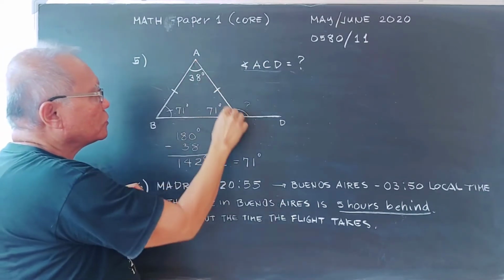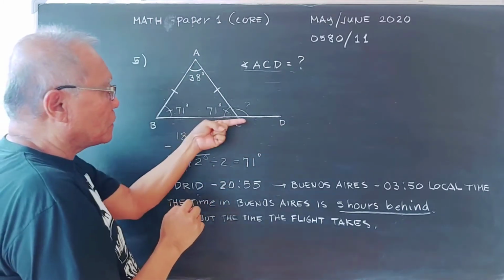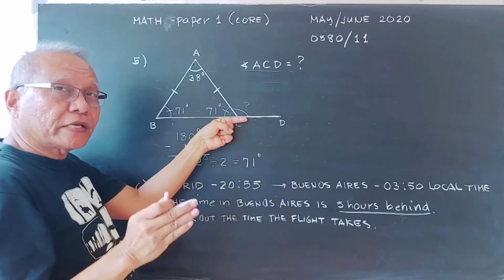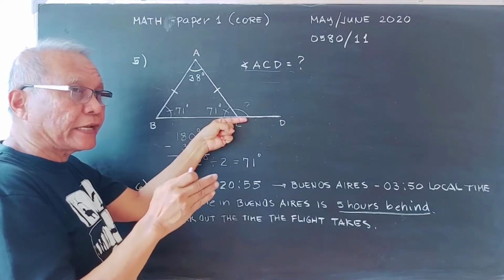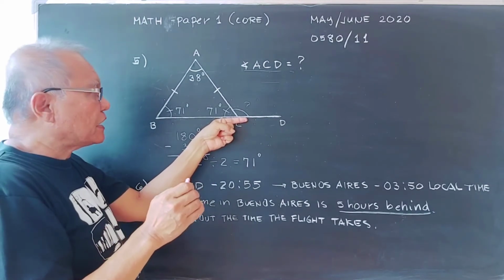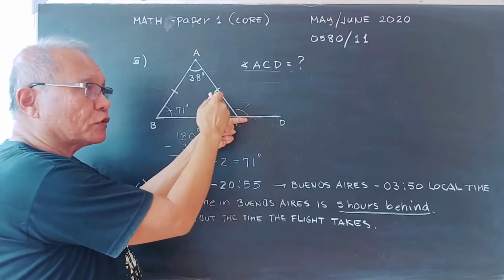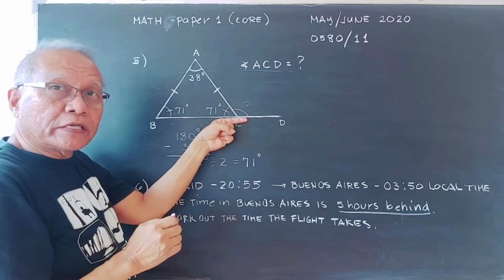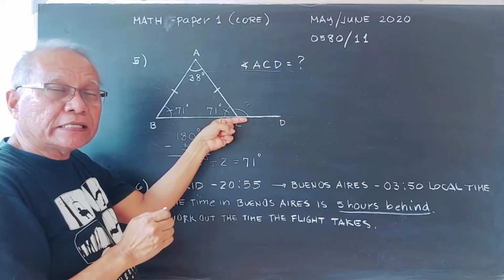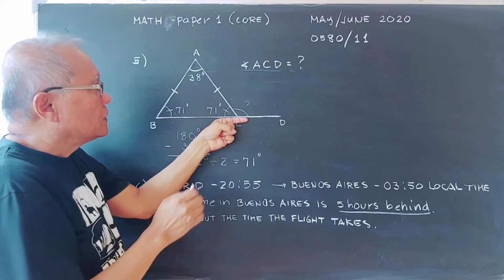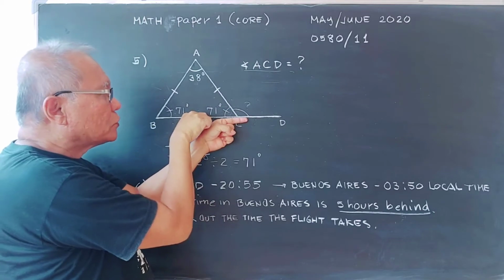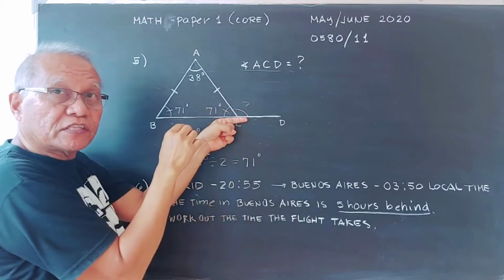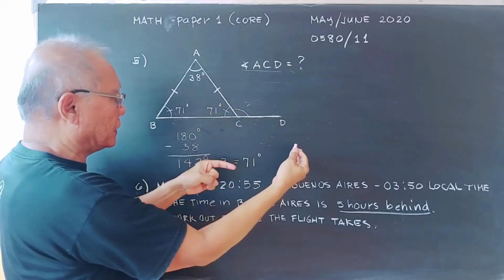Now, how can we solve ACD? Can you see that this one is a straight line? When we have a straight line and we have angles in the straight line, the sum of these angles, whether we have only 2 or 3 or 4, is always equal to 180 degrees. So when we have 180 degrees and we have already 71 degrees, what we do is we just subtract 71 degrees from 180 degrees.